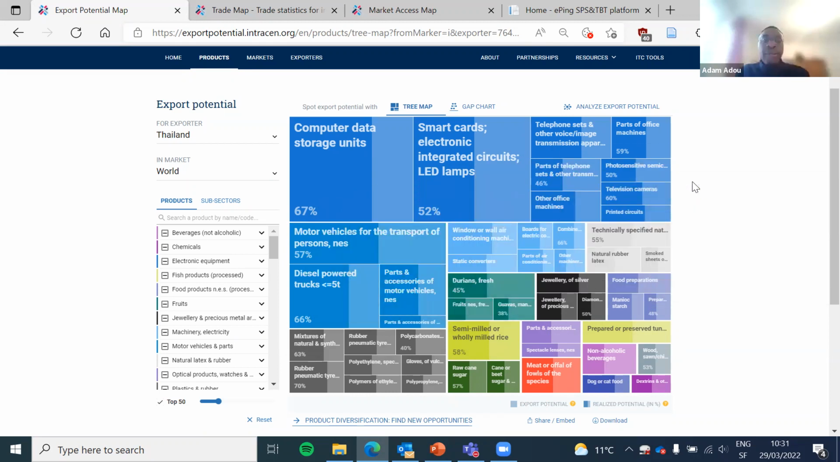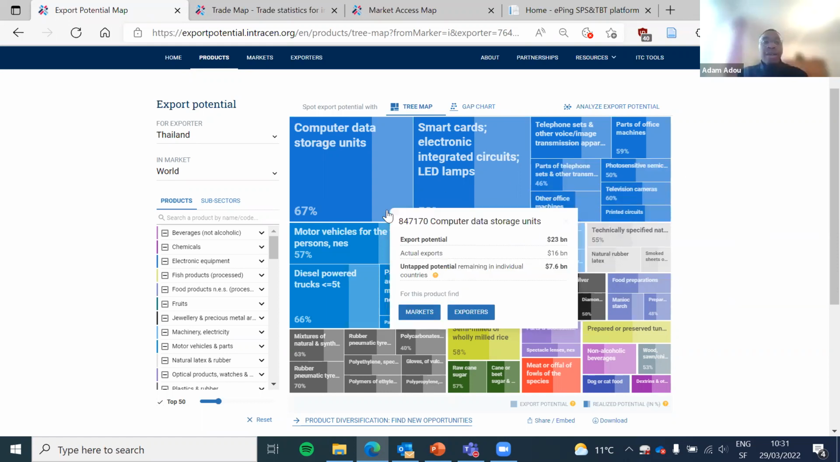So let's say that for now, Thailand is exploiting, let's say, 67% of its full potential. But there is still, if you look at this, 33% of potential that is not exploited by Thailand, that is not used by Thailand. So there is still room for improvement.